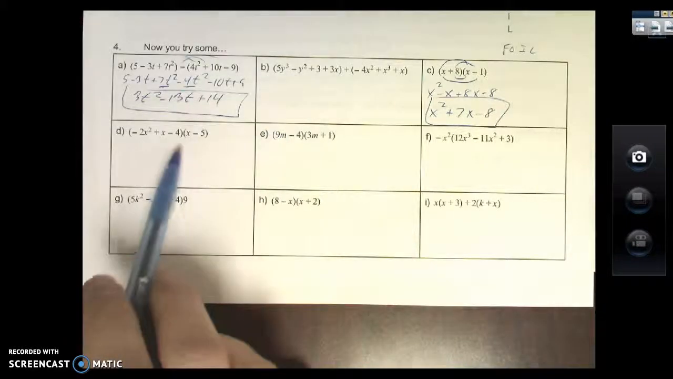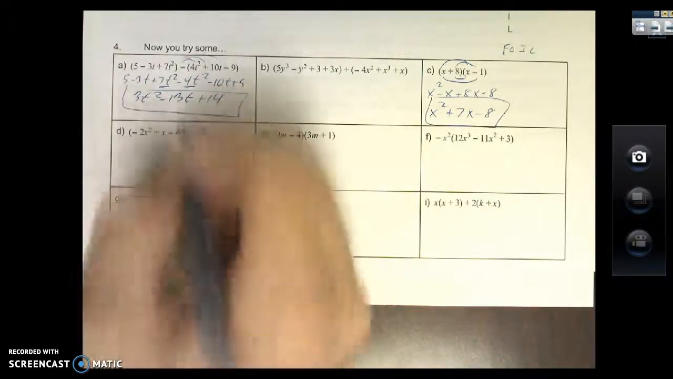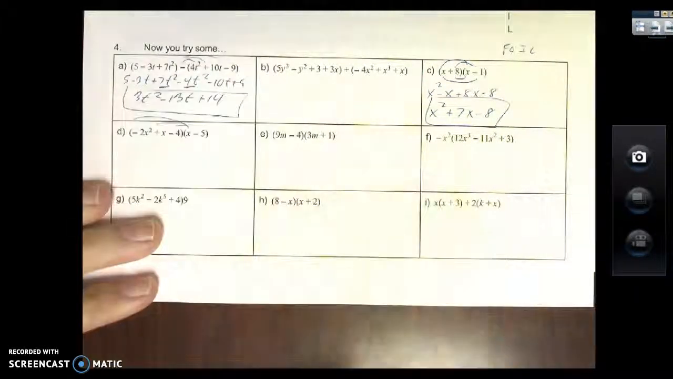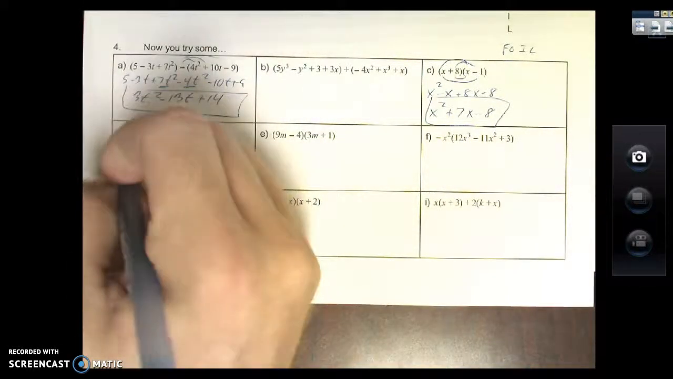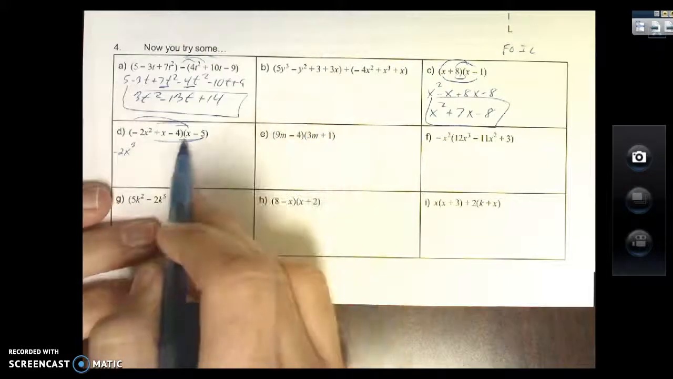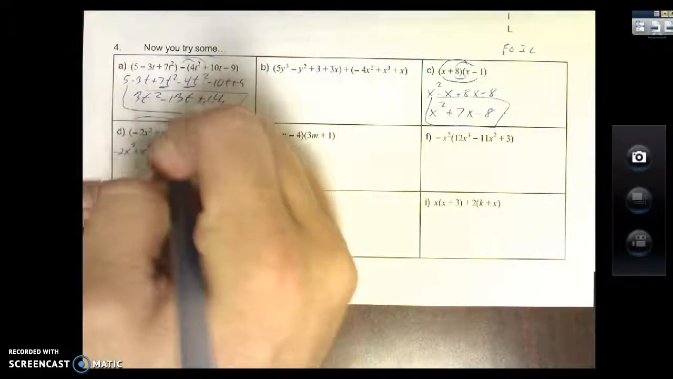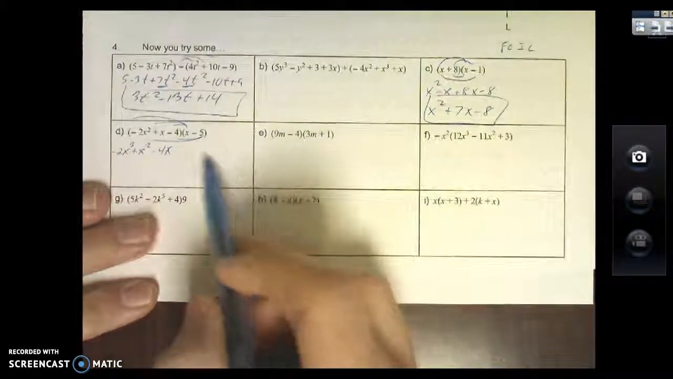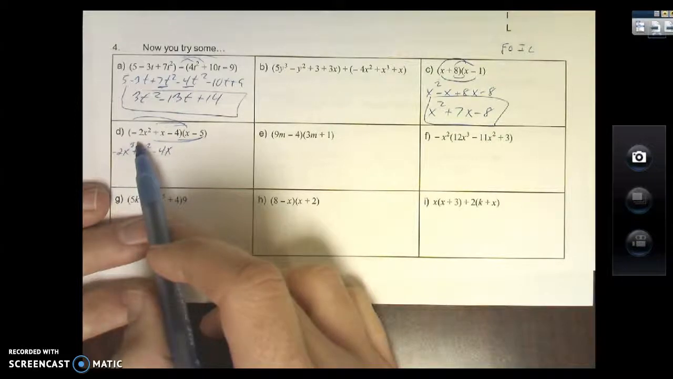Part D is like an amped up version of FOILing. Okay, you'll notice I have a trinomial and a binomial, a 3-part and a 2-part. So when I do this, the 2-part gets distributed to all three things, both ways. So first the x: negative 2x cubed. X times x is x squared. X times negative 4 is negative 4x. Now when I distribute the negative 5 in, negative 5 times negative 2x squared, I get positive 10x squared.